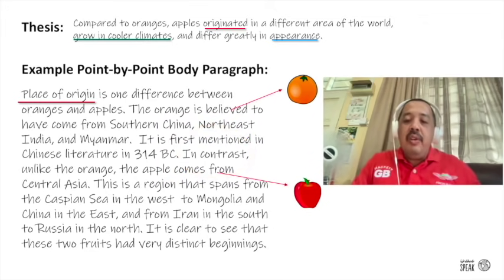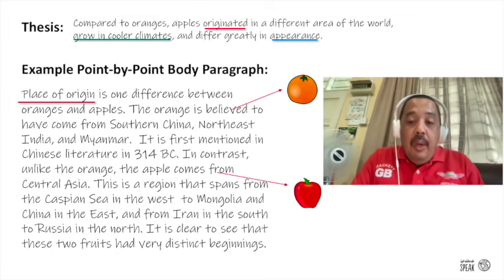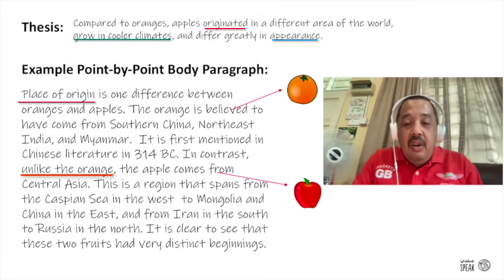Signal to the reader, they are going to show me a difference. And when I say in contrast, comma, unlike the orange, I'm telling the reader, hey, I know I just talked about the orange, and I'm going to tell you something about the apple that is different than this orange.